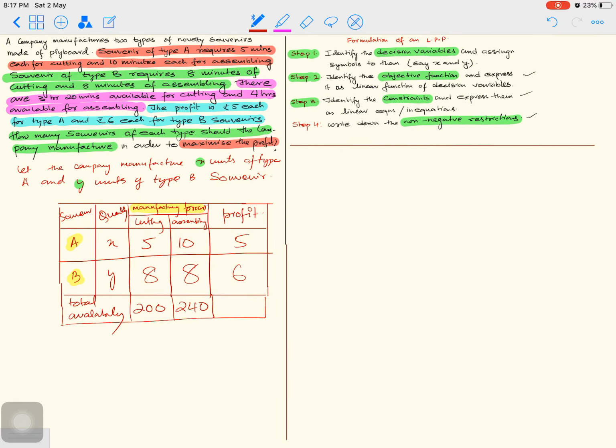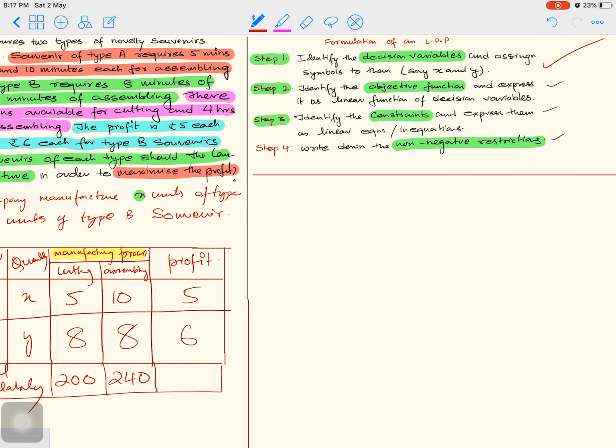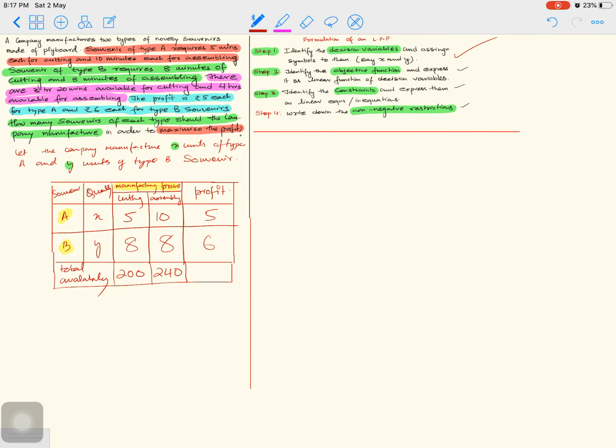Okay, so let's start framing the LPP. Now we have already assigned, let's follow the steps. Step 1 says identify the decision variable and assign symbols to them. This is done. Identify the objective function. What is the objective function in this sum? As I've already told you, to maximize the profit. So I will write it down here.